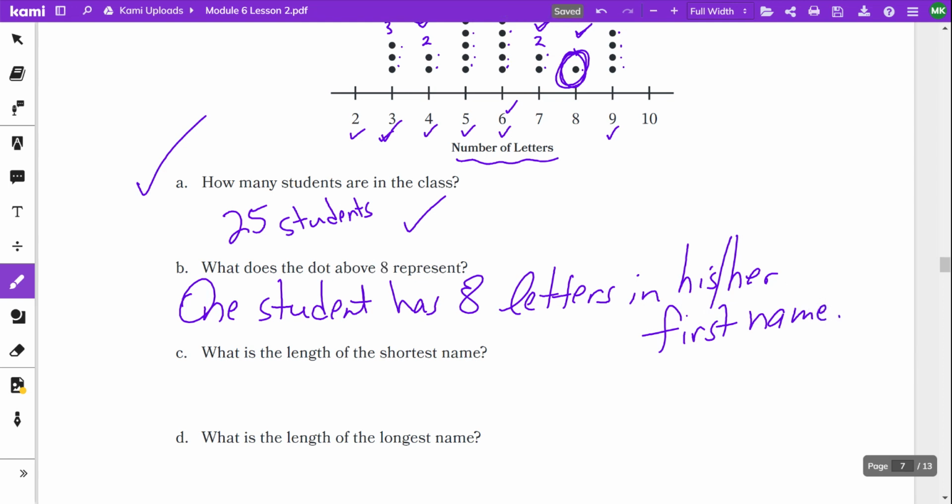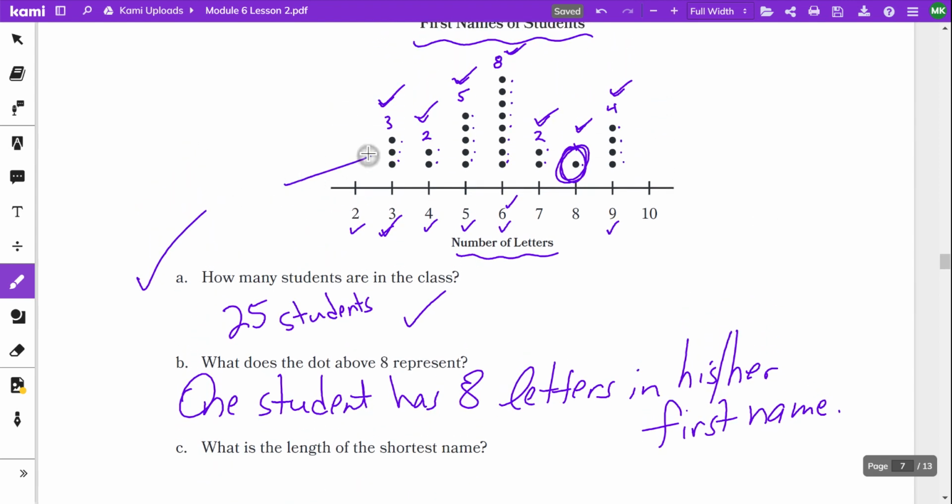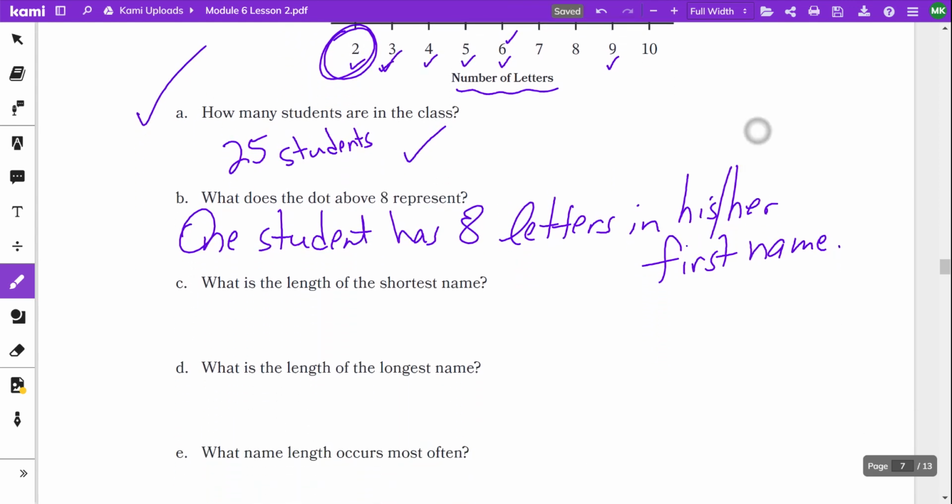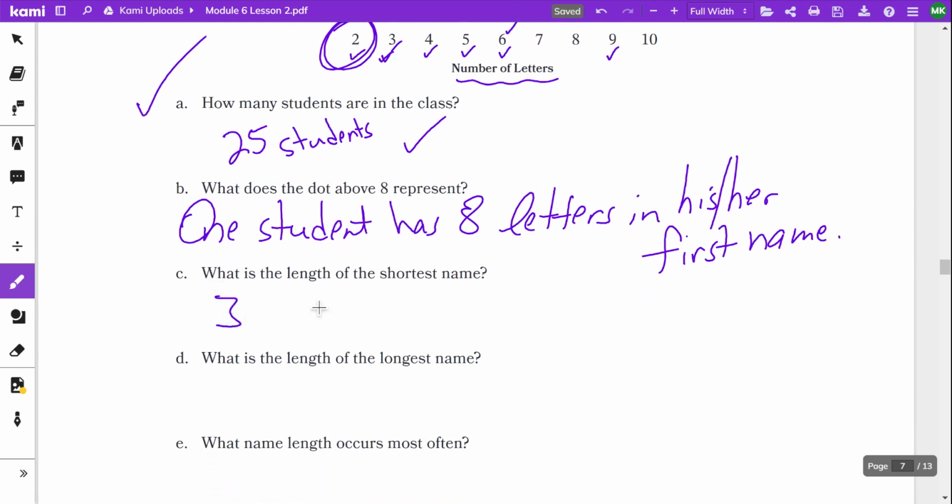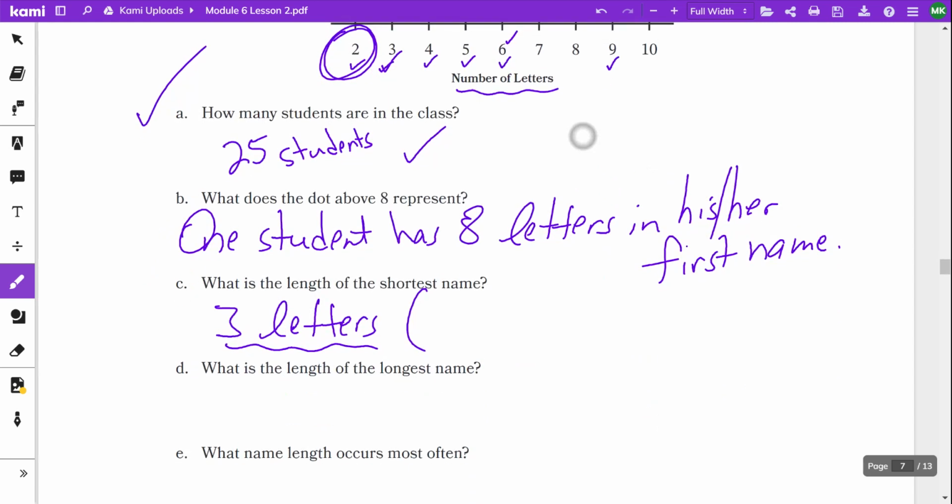What is the length of the shortest name? Well, there it is. I'm not going to use the 2 because there is no dot there. So I have to go to the 3. I don't know anyone who has a 2-letter first name. So 3 students, 3 letters. They don't want the students, they want the letters. 3 letters, from 3 students. How's that?